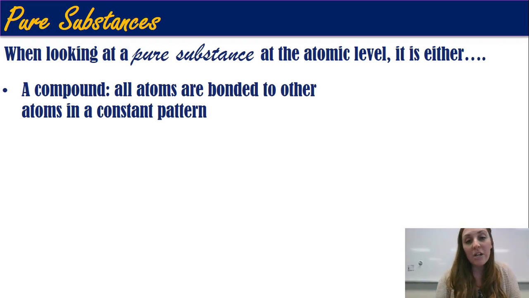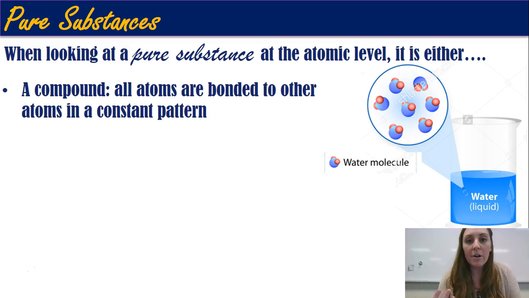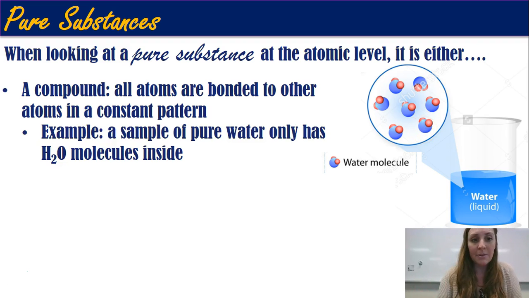In a compound, all atoms are bound together in a constant pattern. So for example, water is a compound, and you can see these molecules are always the same. It's H2, as in 2 hydrogens, and O, 1 oxygen, and you're seeing the same thing over and over again. So if you look at just the things bound together, they're exactly the same. That's what makes it a compound. So pure water has only H2O molecules, 2 hydrogens, 1 oxygen. If you ever have a sample of pure water, it will always be H2O.